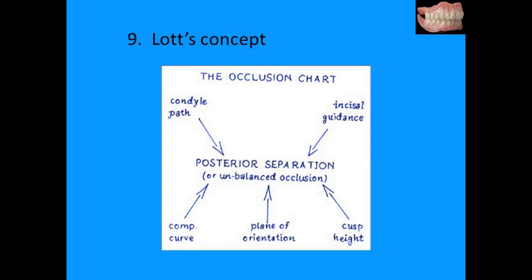And also when the posterior separation goes beyond the balancing ability, you can balance it by tilting the plane of orientation. And when there is greater separation of posterior teeth, the greater should be the height of the cusp of the posterior teeth. So these were the factors that were related to posterior separation, that is the condyle path, incisal guidance, compensating curves, plane of orientation and cusp height.